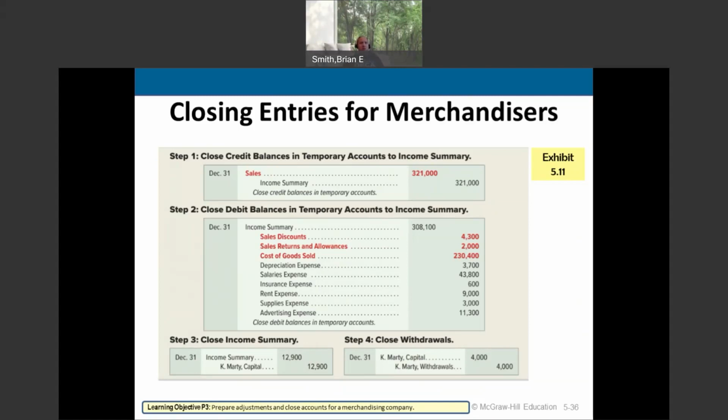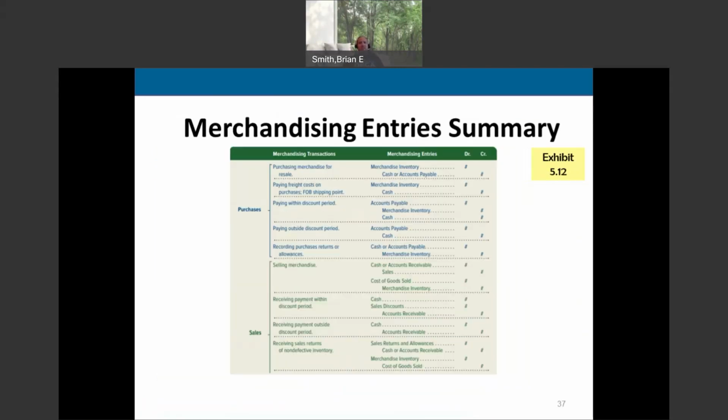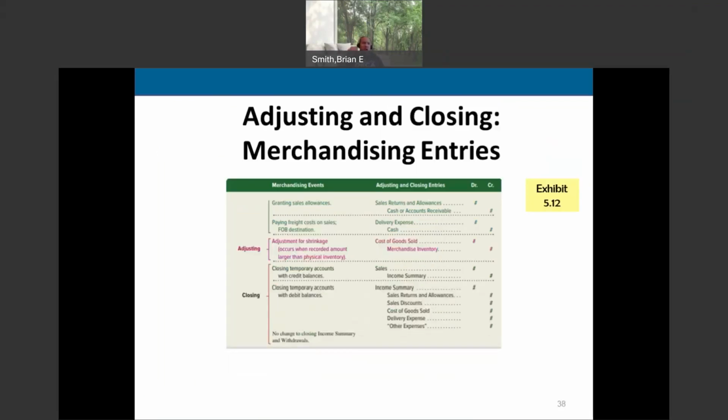Okay, here's a summary of those purchases and sales. This is a good one. I would want to know this. I would have this handy. A lot of students get mixed up with the sales versus the purchases. You've got to understand, are you the purchaser or are you the seller, and make the journal entries accordingly. So I would definitely take this slide, print it, copy it, put it somewhere. Definitely a good way to reference it. And then this is the continuation of that, which includes adjusting and closing entries. So again, another one I would definitely print off and have handy.